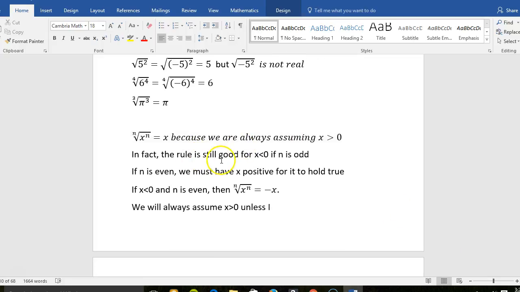For odd roots, we can actually be lenient, and we can let x be equal to 0 or be less than 0. I didn't really put the equal to part here, but oh well. It's actually good for equal to as well. Now, if n is even, we must have x positive for it to hold true. And really, I could put or 0. But, guys, let's not mess with 0 too much. Let's just assume that x is strictly positive.